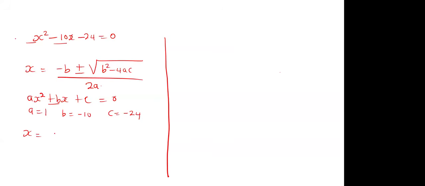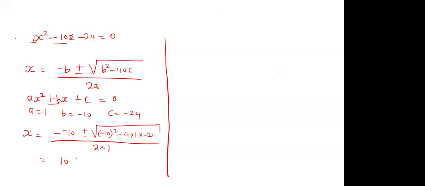I say x is equal to negative B, where B is negative 10, so negative negative 10, plus minus the square root of B squared, which is negative 10 squared, minus 4 times A, which is 1, times C, which is negative 24, everything out of 2 times 1, whereby A is equal to 1. Now negative times the negative is a positive, so I'll get 10 plus minus, and inside I have negative 10 squared.